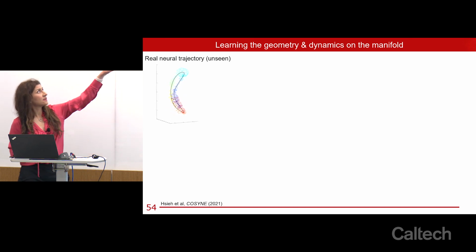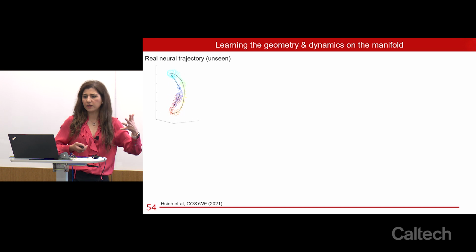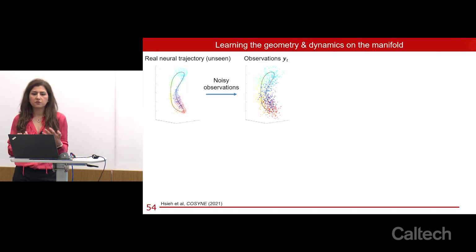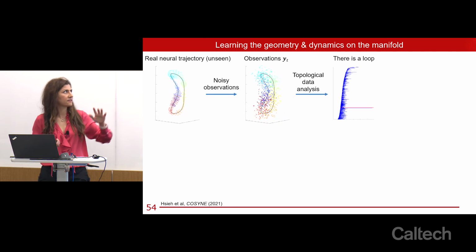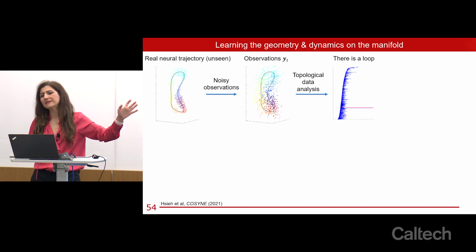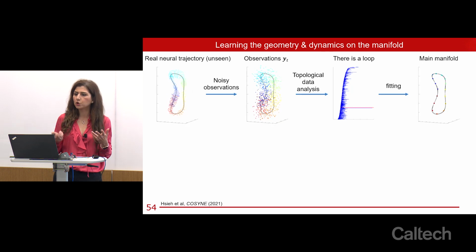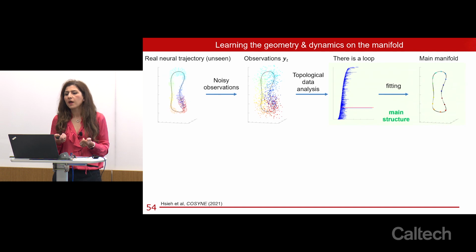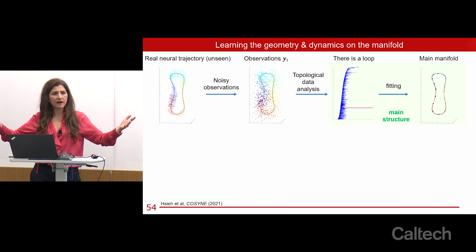So the idea is, let's say this is your real true trajectory. It's moving around a manifold that is loopy, and you have some noisy data from that. So what we do is first, we confirm our hypothesis by applying topological data analysis, a standard tool, to see first, is there a loop or a hole in the data? If we confirm that, then we have to fit the shape of this loop. We call this the main manifold structure, or loop in this case.